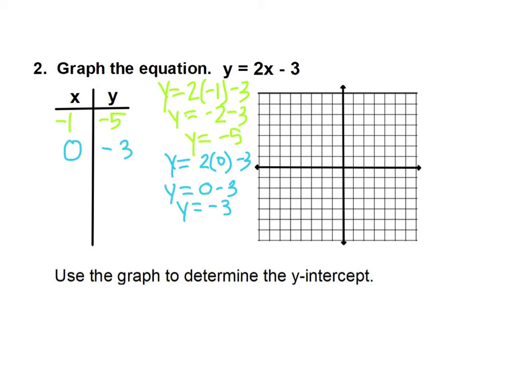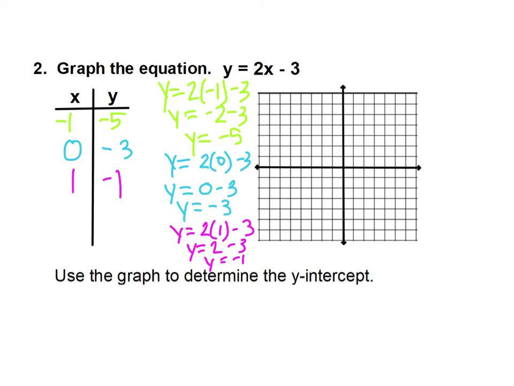Our last value is going to be +1, so y equals 2 times 1 minus 3. 2 times 1 is 2 minus 3. 2 minus 3 is -1. So that means when x equals 1, y equals -1, and I'm going to plot those points.